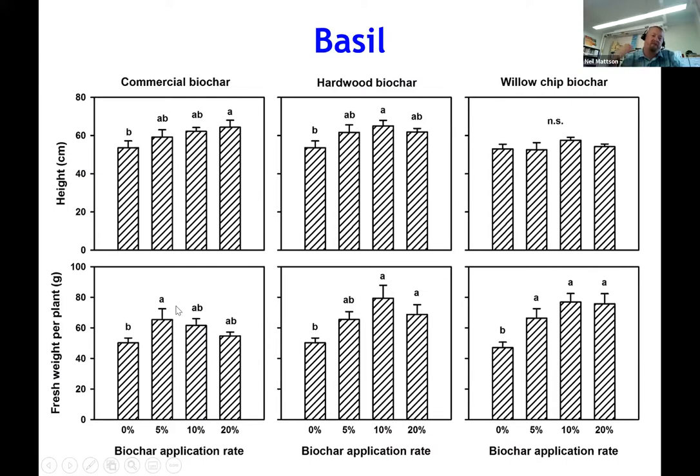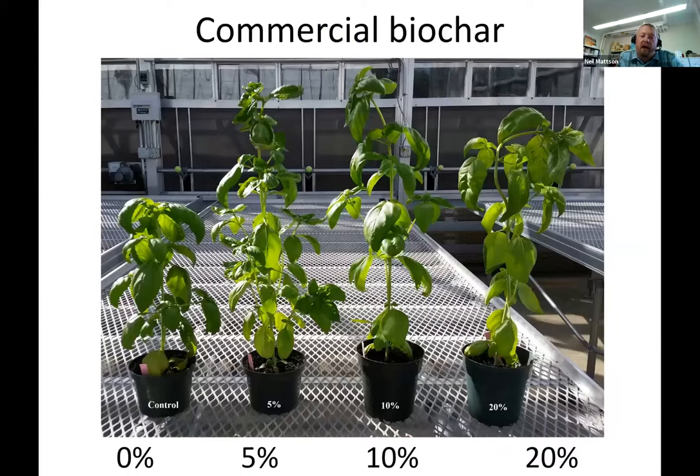So it seemed like for basil, which is more sensitive to high pH and high salts, that with more than 5% of the commercial biochar, it didn't bring down fresh weight below control, but it did show reduced benefits of biochar at those higher amounts. And then contrast that with the hardwood biochar and the willow chip biochar that we prepared in our study. We saw the greatest benefits at a 10% application rate, where the fresh weight was increased by 50 to 60%, which is really quite dramatic. And so if we were selling our basil plants by fresh weight, we would get quite a bit higher economic return with the biochar incorporation.